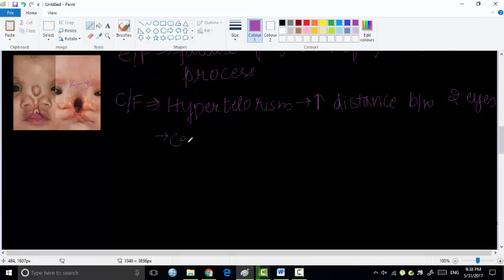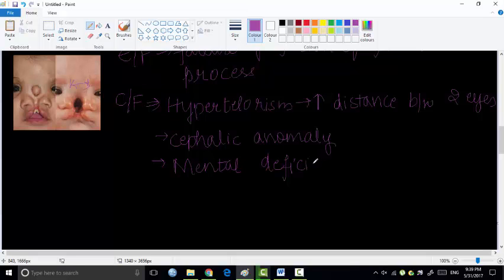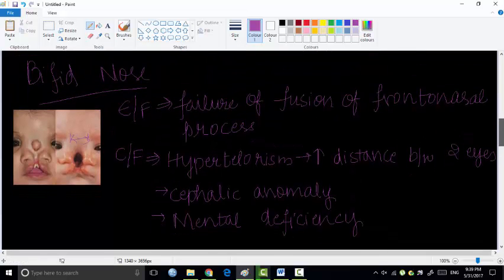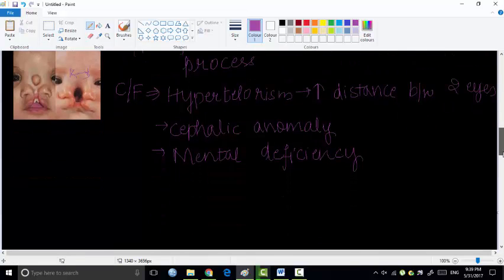The second one is cephalic anomaly, right? You can see some cephalic anomaly which is not normal, and there may be mental deficiency. This child may be mentally retarded, right? All these are the different clinical features which you see in bifid nose.